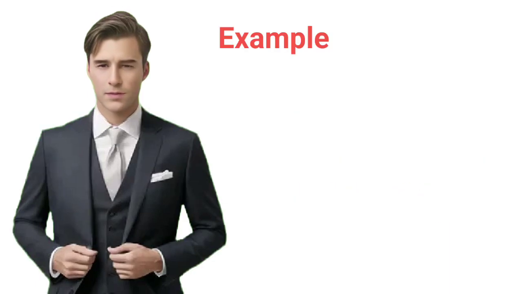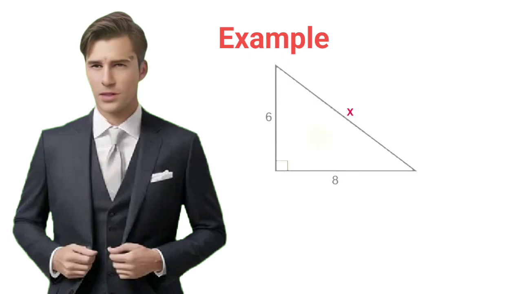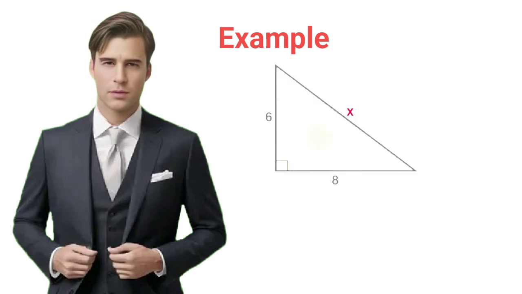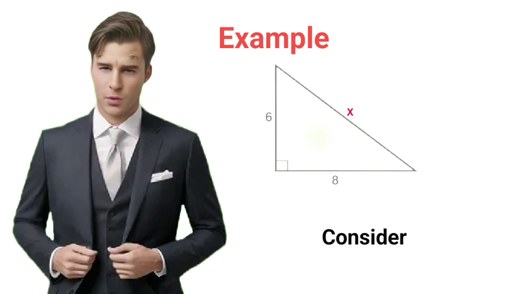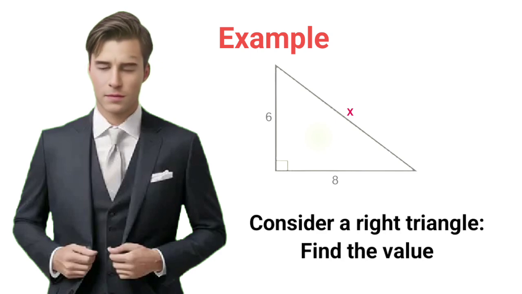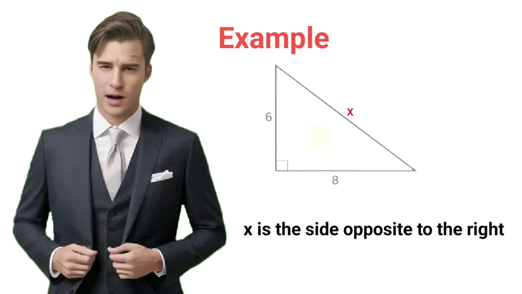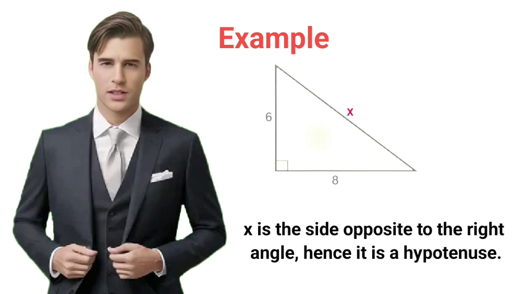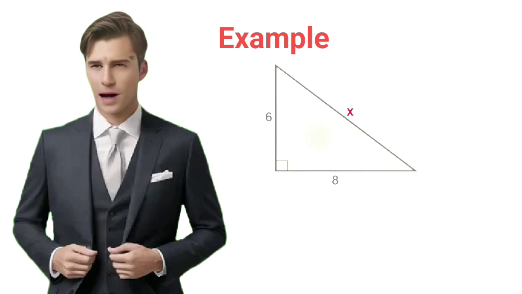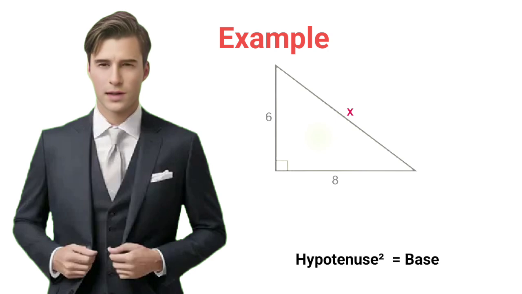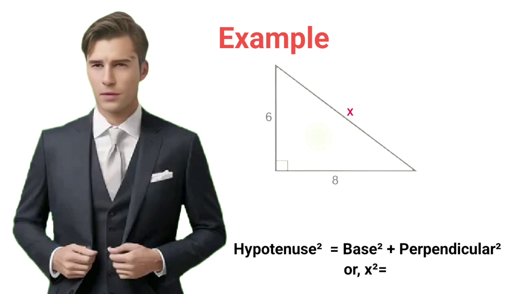Example. The examples of the theorem, based on the statement given for right triangles, is given below. Consider a right triangle, given below. Find the value of x. X is the side opposite to the right angle, hence it is a hypotenuse. Now, by the theorem we know hypotenuse square equals base square plus perpendicular square.